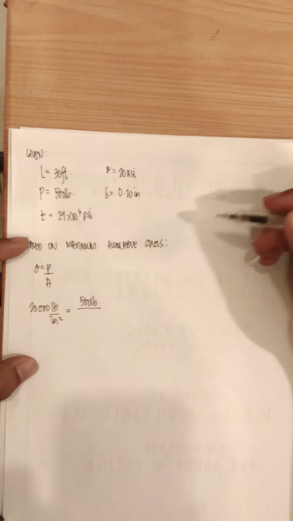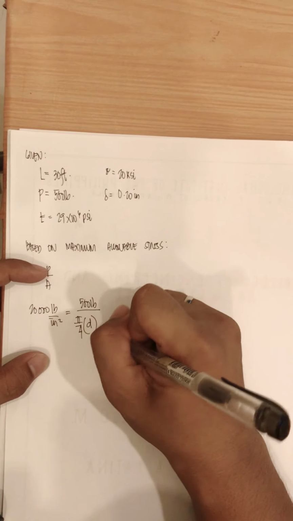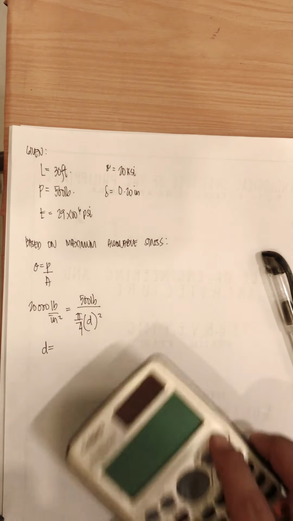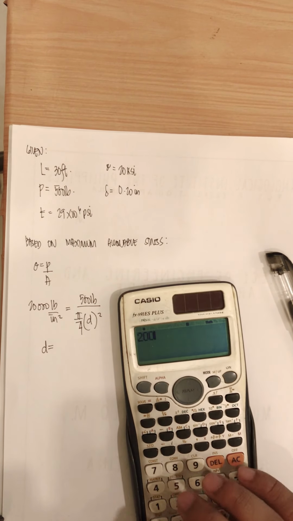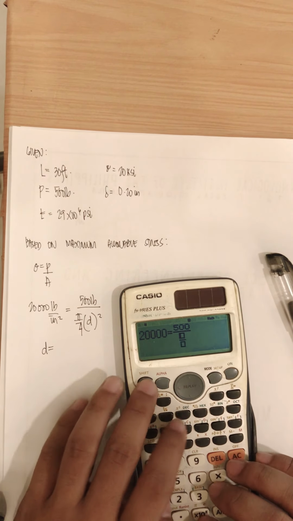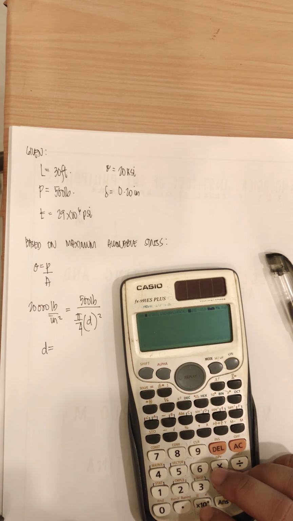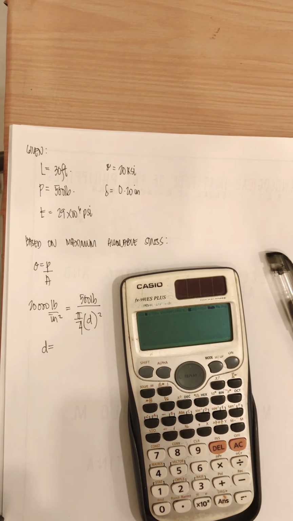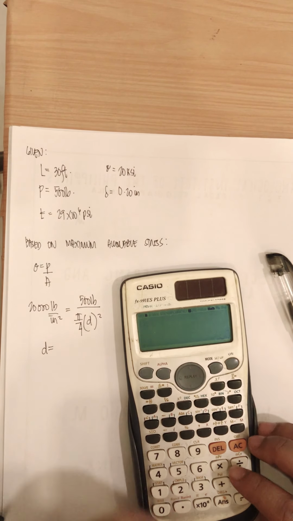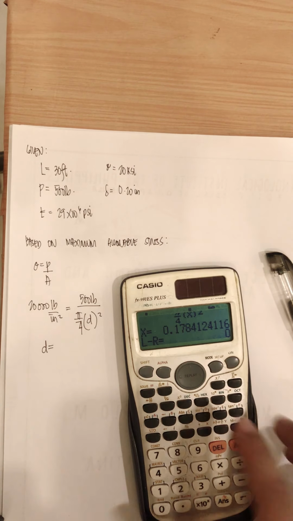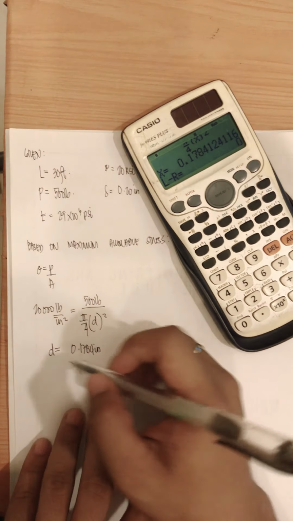Since the required quantity is the diameter, the area is that of a circle, pi divided by 4 times d squared. So the required diameter that would not exceed the maximum allowable stress: 20 times 1,000 equals 500 divided by pi over 4 d squared. So, D is equivalent to 0.1784 inches.